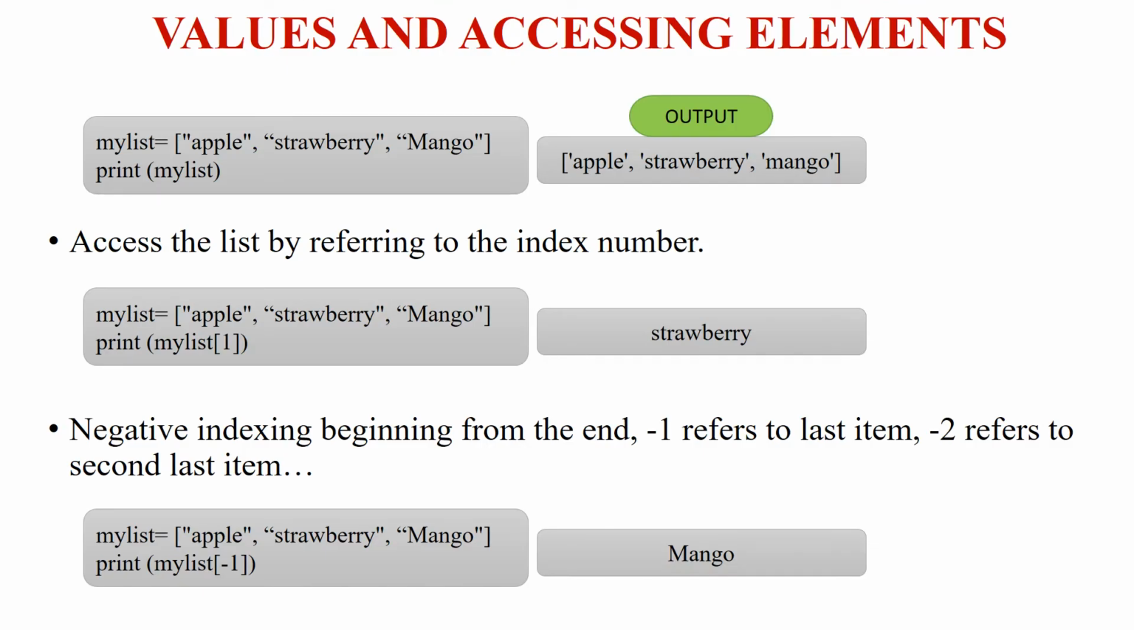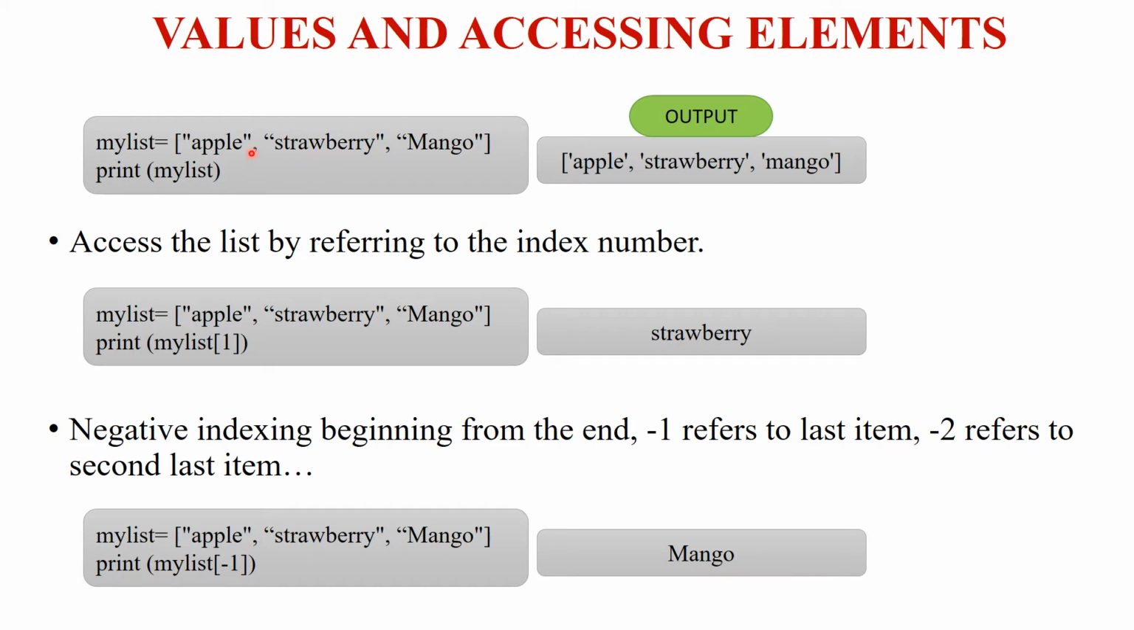First we are going to see accessing the elements. How are we going to access an element in a particular list? In this example I have declared a variable called my list. In this my list I have defined three values: apple, strawberry and mango. I'm going to print the list. It will print all the three values present in the list.